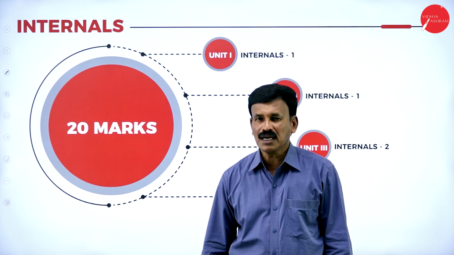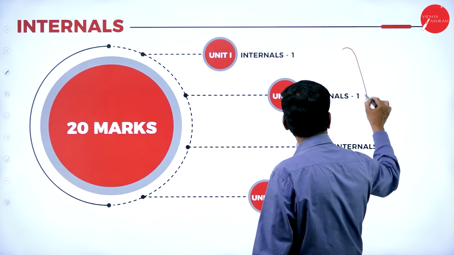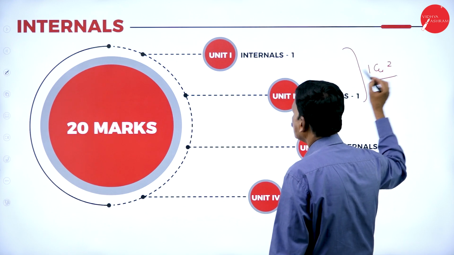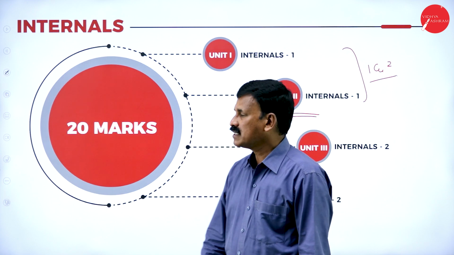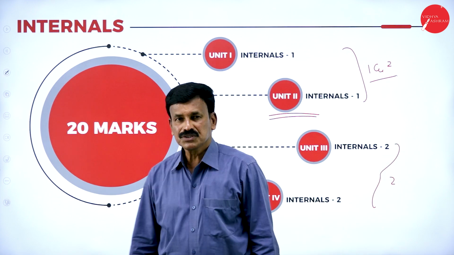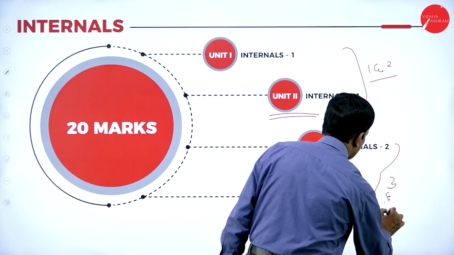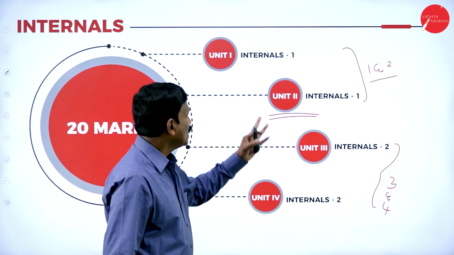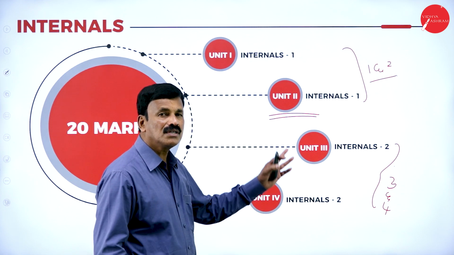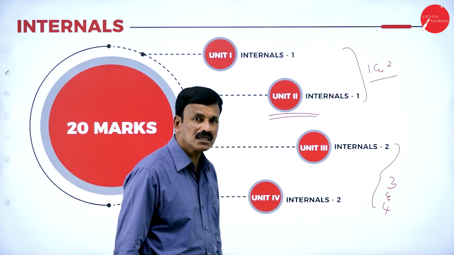So, usually you will have 2 internals. The first internal is from unit 1 and unit 2, and the second internal is from unit 3 and unit 4. So from the first and second units you will expect the first internal, and from the third and fourth units you will expect the second internal.